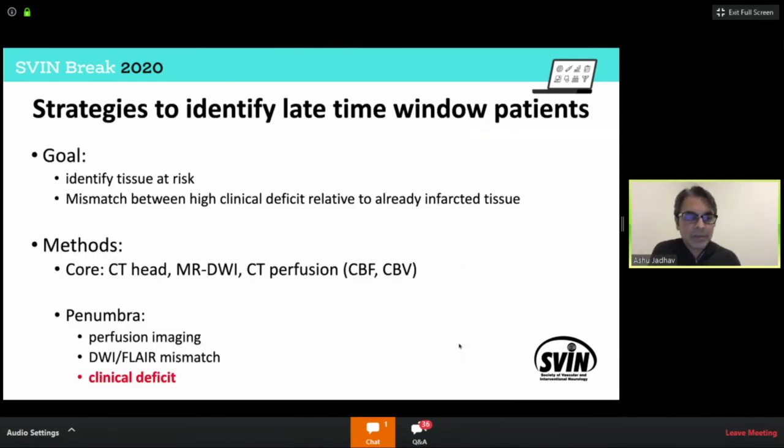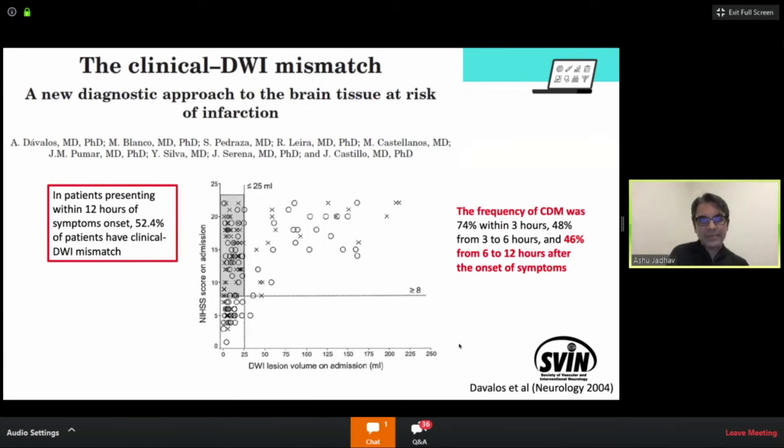Okay, so we talked about perfusion imaging, we talked about DWI-FLAIR mismatch, and then finally, the third paradigm you can use is just clinical deficit. That is, you, the examiner, by doing an exam, the NIH stroke scale, you are basically measuring the tissue at risk based on your clinical assessment. So this concept really dates back to this paper by Davalos in Barcelona. And what they found is if they take patients who presented within 12 hours of symptom onset, just over half the patients actually have a clinical DWI mismatch based on just clinical exam and NIHSS upon presentation.